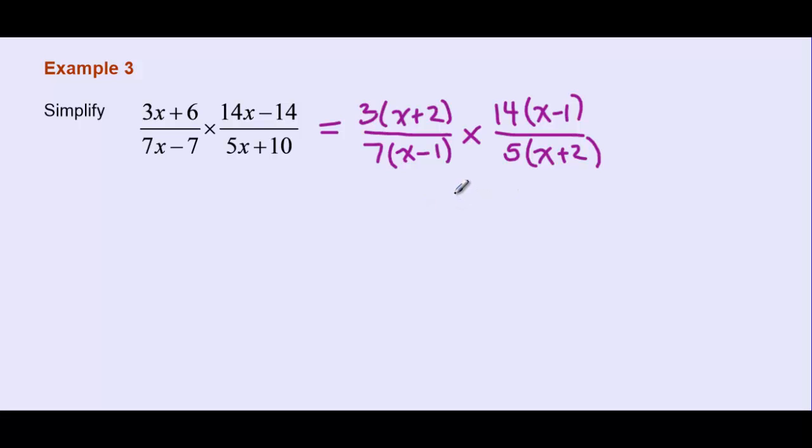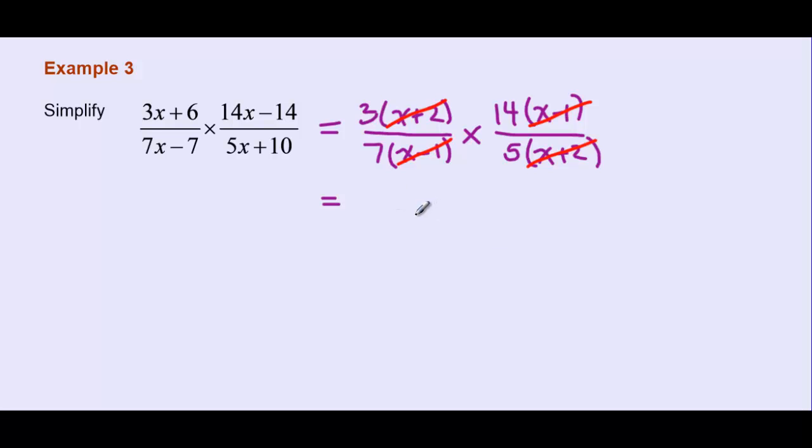Now we have both fractions with two factors in each numerator and denominator. All of those things are multiplying and dividing. So if you see anything that's exactly the same on a numerator and a denominator, it can cancel out. So this x plus 2 can cancel out with the x plus 2 down here. And this x minus 1 can cancel out with the x minus 1 down there. They're exactly the same, so that's why we can cancel.